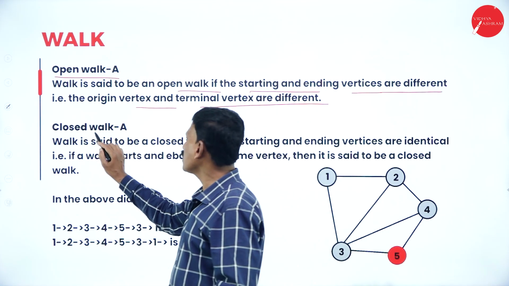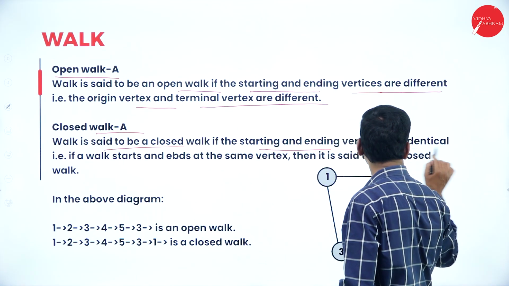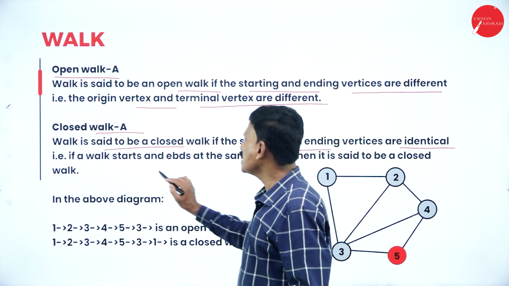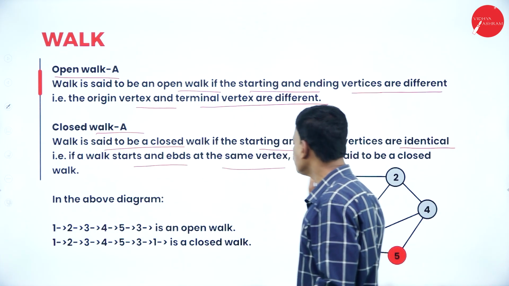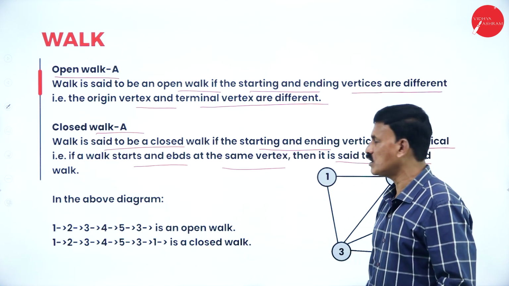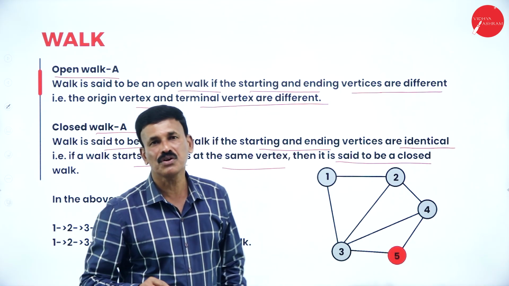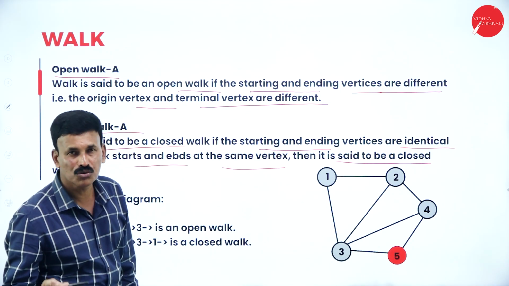Whereas the closed walk means a walk is said to be closed if the starting and the ending vertices are identical, that is, the walk starts and ends at the same vertex. Now let us take an example. Let me take a small example for an open as well as a closed walk.